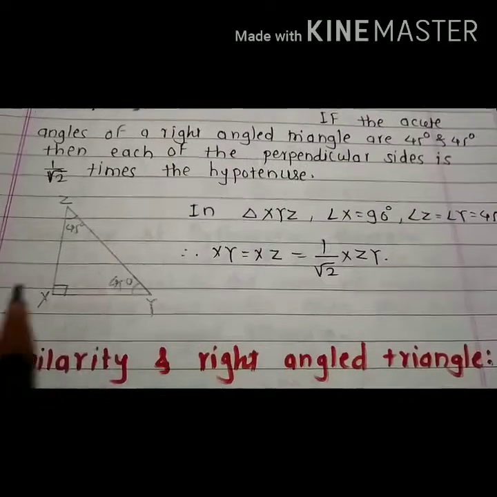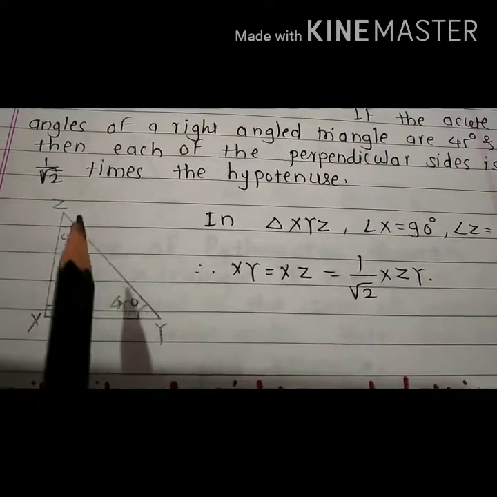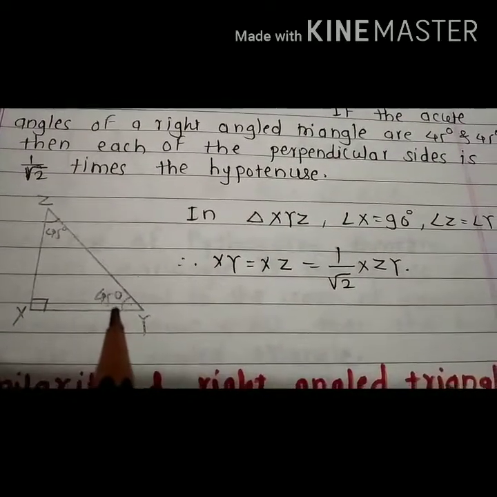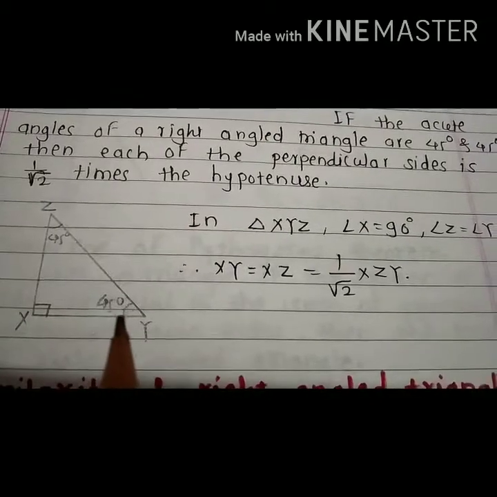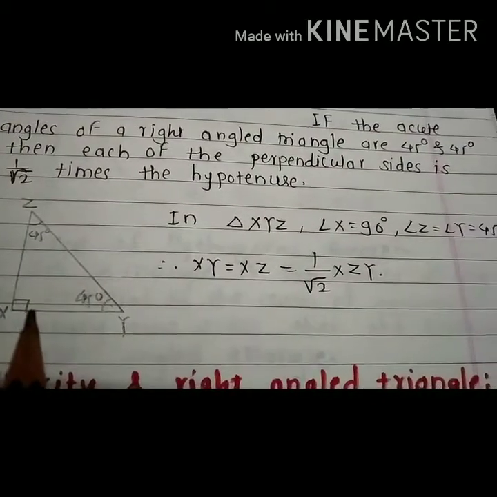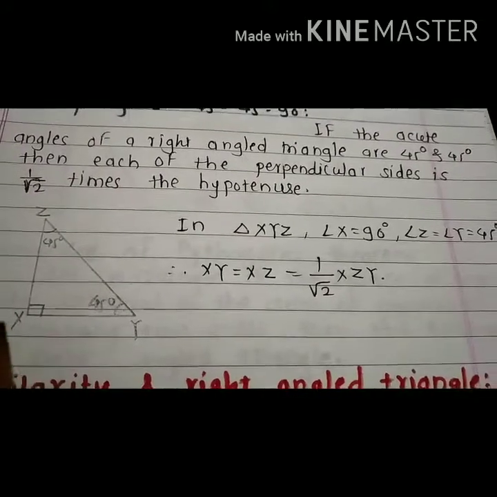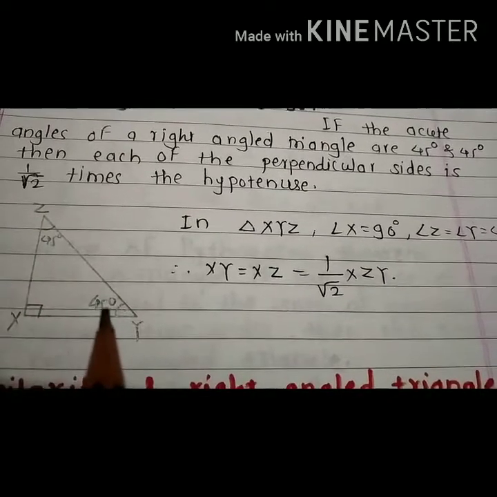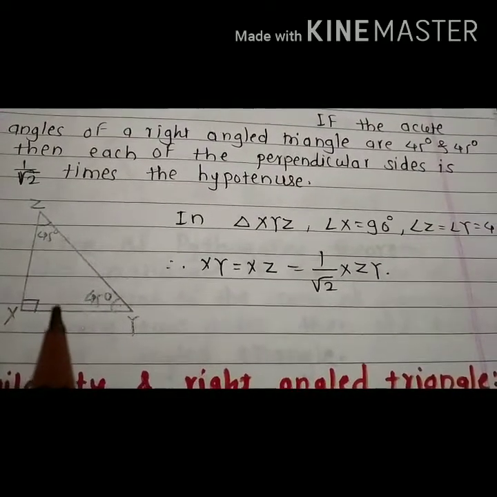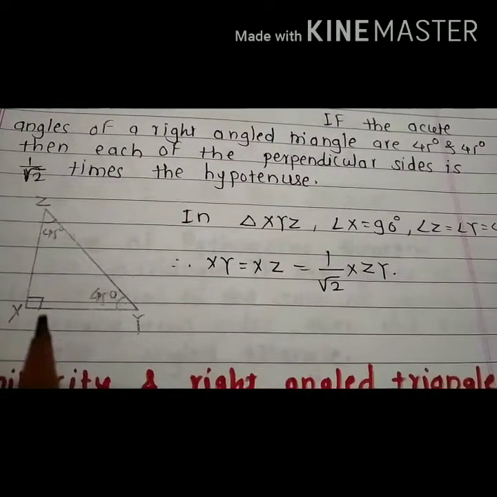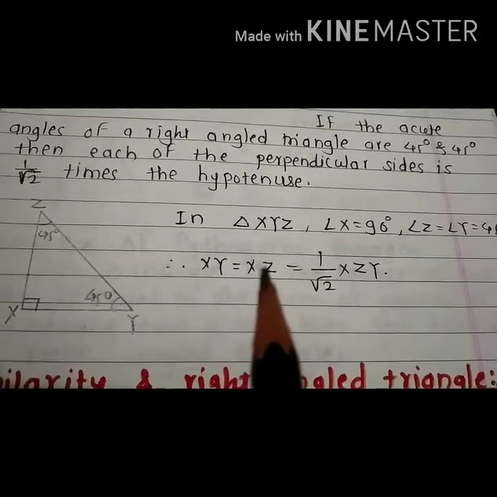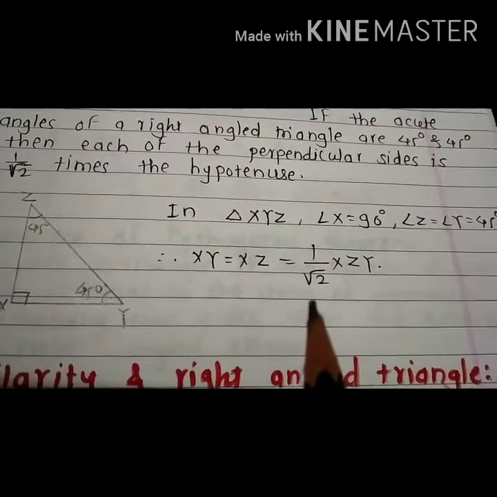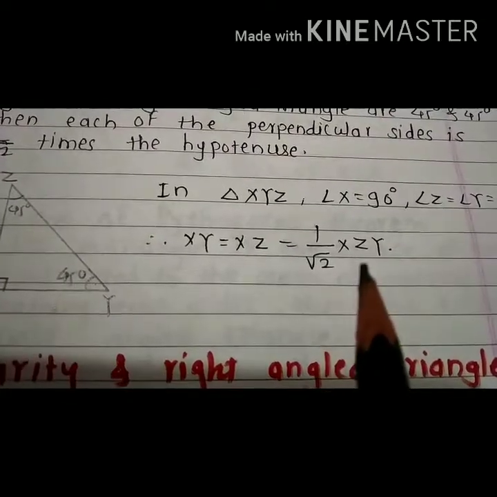For example, in triangle XYZ, angle Z and angle Y are equal, that is congruent, each of measure 45 degrees, and angle X is equal to 90 degrees. Means triangle XYZ is a 45, 45, 90 triangle. Therefore, according to the 45, 45, 90 property, XY, which is equal to XZ, is equal to 1 by root 2 times the hypotenuse. Means 1 by root 2 times ZY.